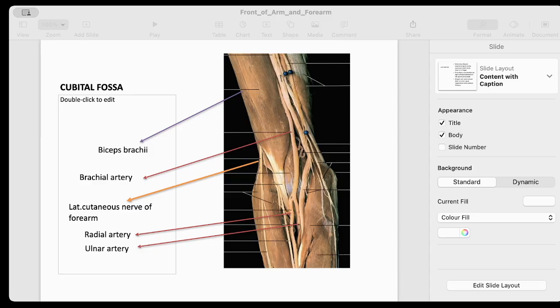Coming to the origin: flexor digitorum profundus originates from the ulna and interosseous membrane. Flexor pollicis longus originates from the radius and interosseous membrane, and pronator quadratus originates from the ulna. Flexor digitorum profundus inserts to the distal phalanges. Flexor pollicis longus inserts to the base of the distal phalanx of the thumb, and pronator quadratus inserts to the distal 1/4 of the radius.